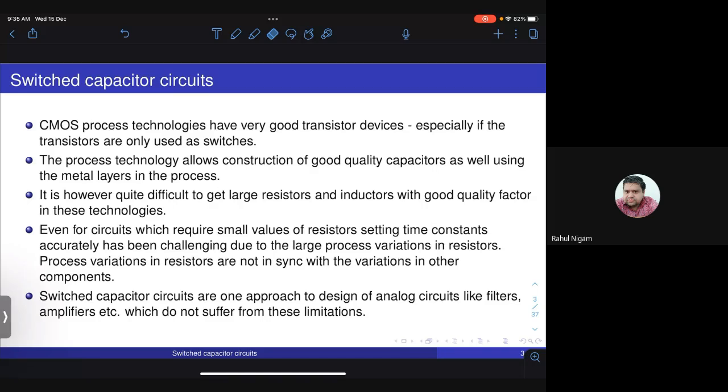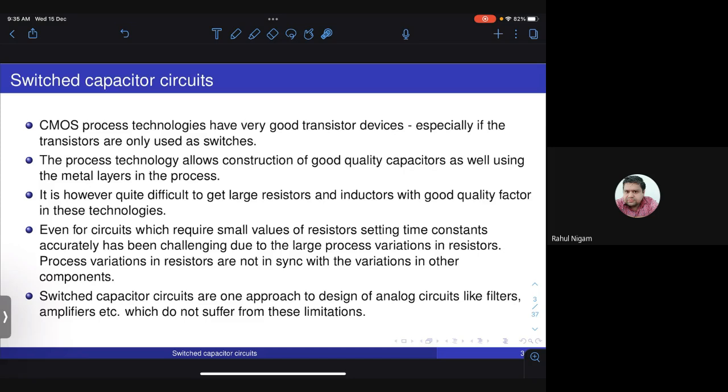However, it is difficult to get large resistors and inductors with good quality factor. Inductors you can still make using loops of the same conductor, but since the area is very small, the inductance you get is small, and since it is so close to silicon, the parasitic capacitances will be quite high. Put together, the quality factor of inductors is very poor. It's also very difficult to make very large resistors. Even for circuits which require small values of resistors, setting time constants accurately is always challenging.